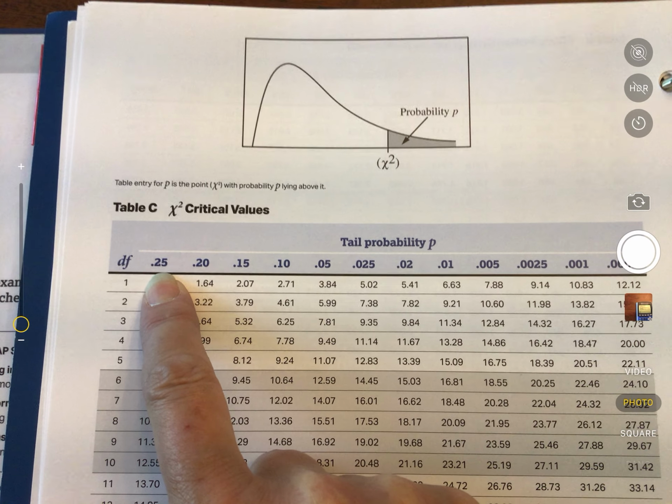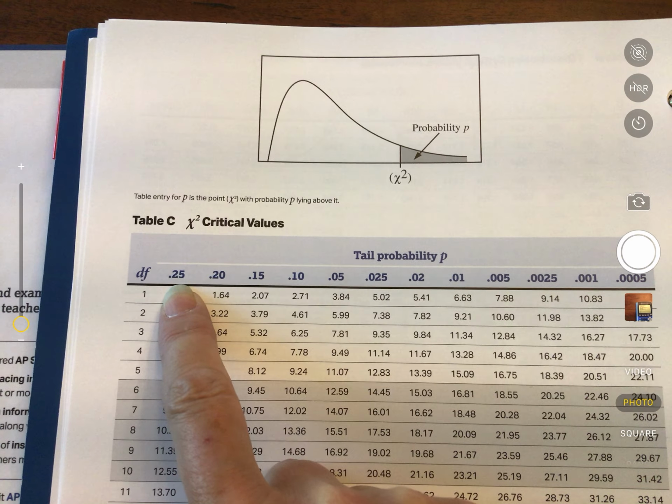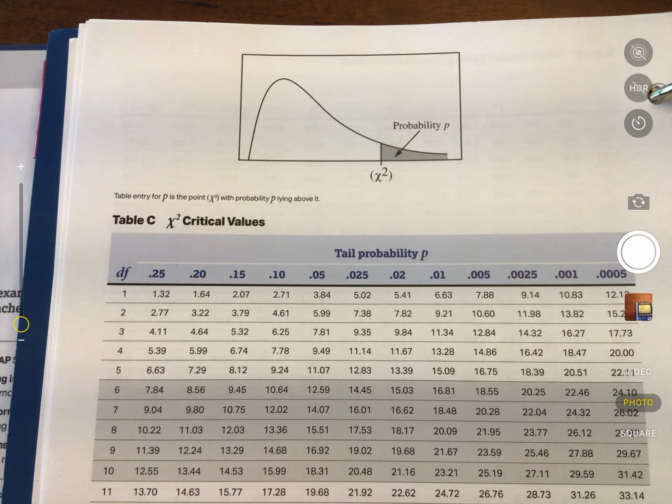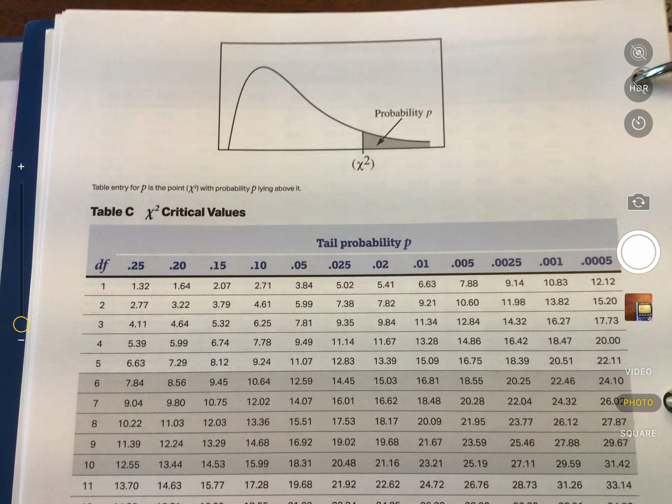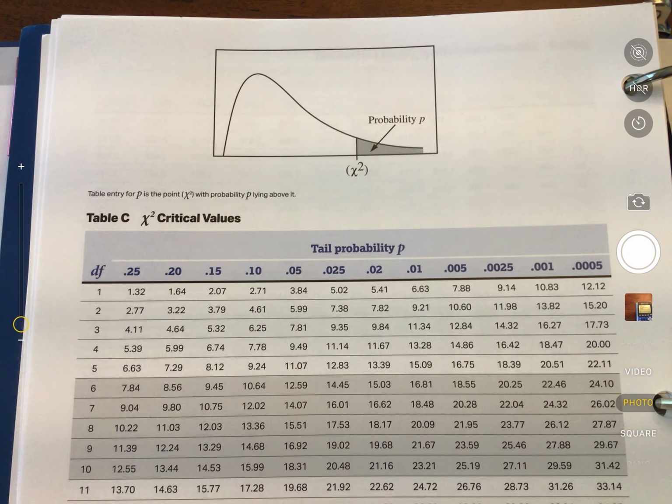It was 0.761. So with the table, it gives you a rough estimate, but not a very precise one. We can do much better with our calculator, okay?